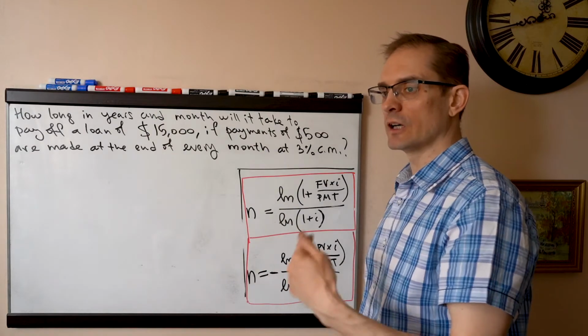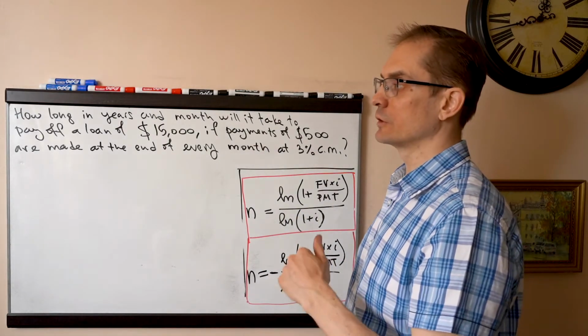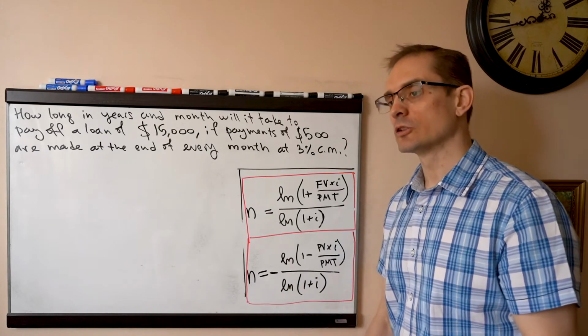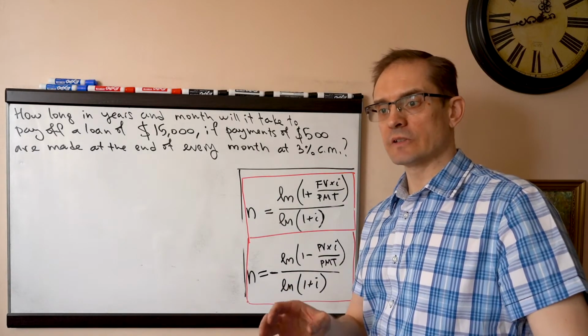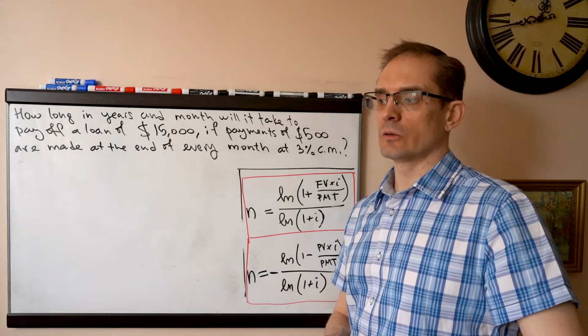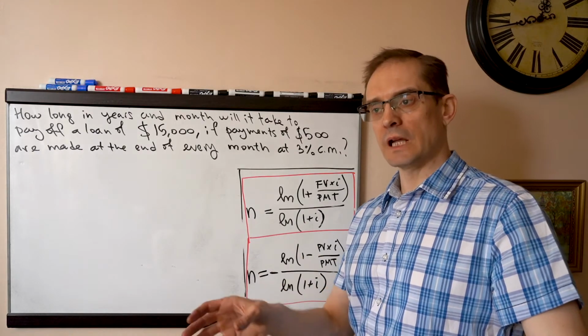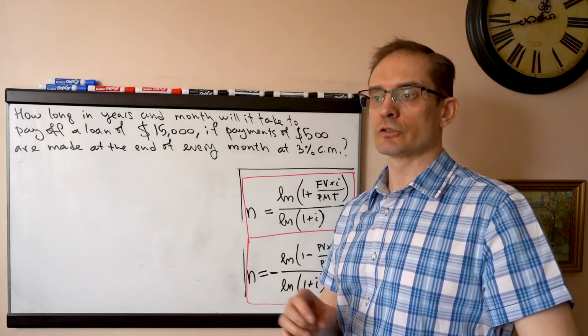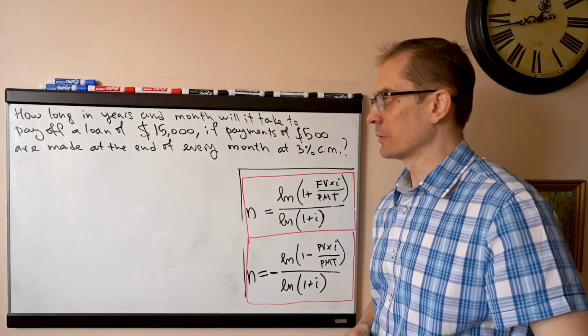After we find how many payments are necessary, we will be able to interpret that result in terms of time. Don't get confused between payments, a number of payments, and time. That's a different thing. You could have a certain number of payments, but in terms of time, that can be different. We'll see more examples about that.